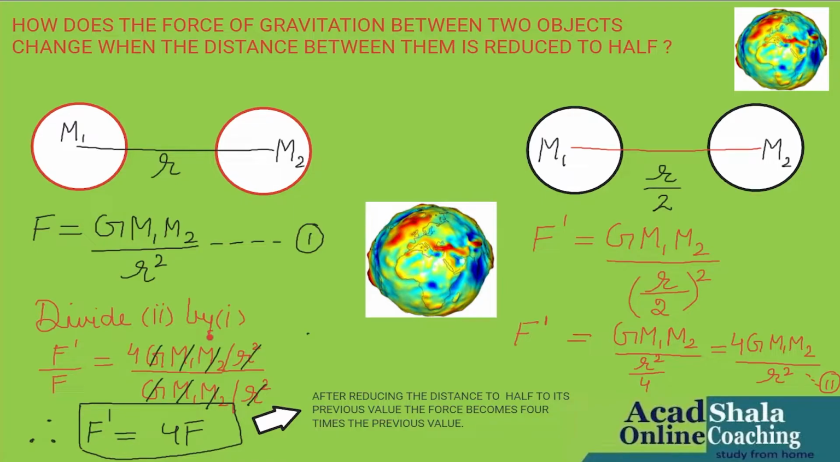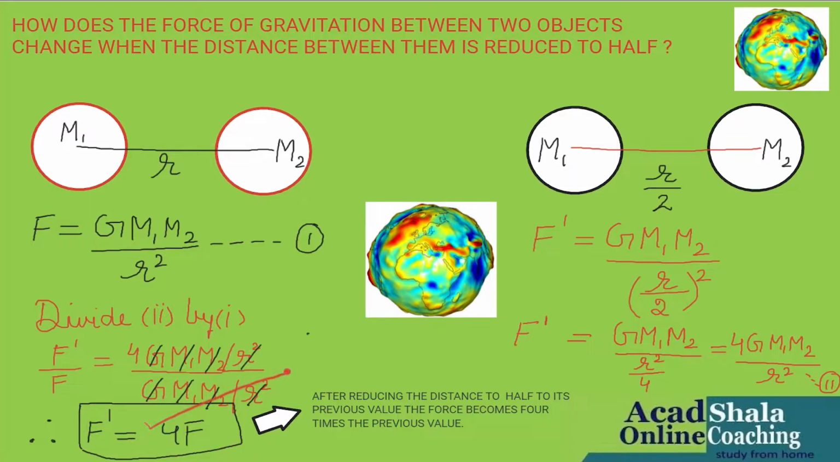Okay, let me do it. So that is the new force, which I have given the name F dash, upon F, the old force. Then I will put in the values accordingly. I've quoted the values over here. After solving all this, in the end I get F dash is equal to 4F. So according to the numerical, what I got was F dash is equal to 4F.